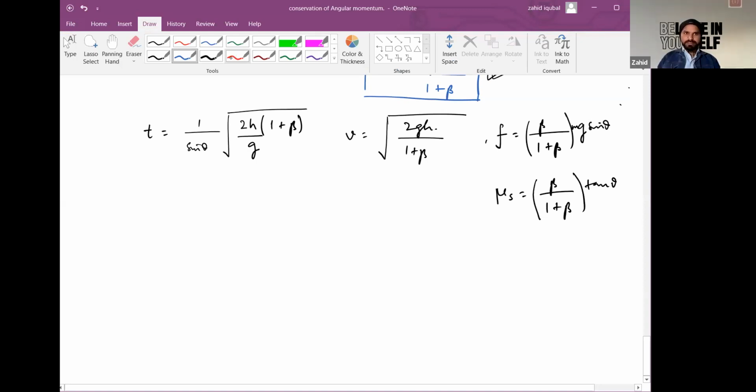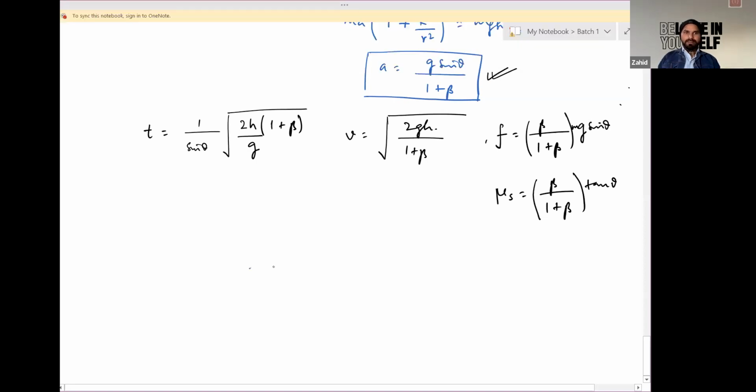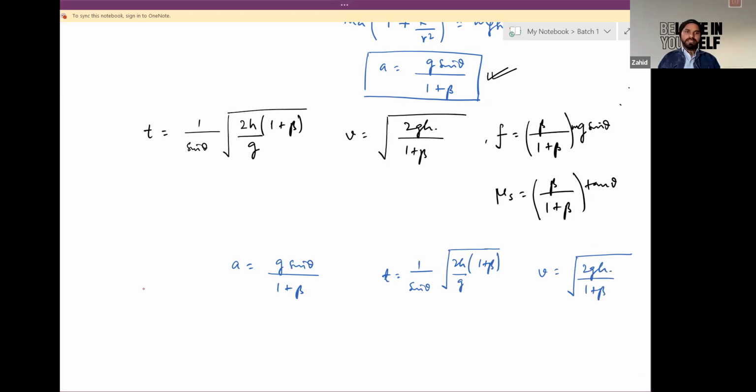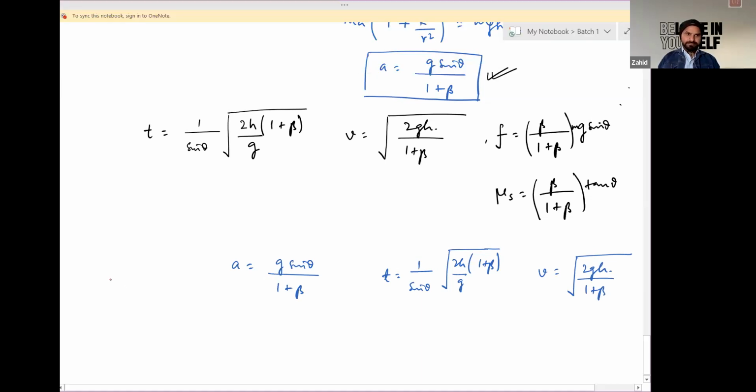Now, on the basis of these three terms: acceleration equals g times sine theta divided by 1 plus beta. Time is 1 by sine theta, root of 2h times 1 plus beta by gravity, and velocity equals root under 2gh by 1 plus beta. So these three conditions are for rolling.